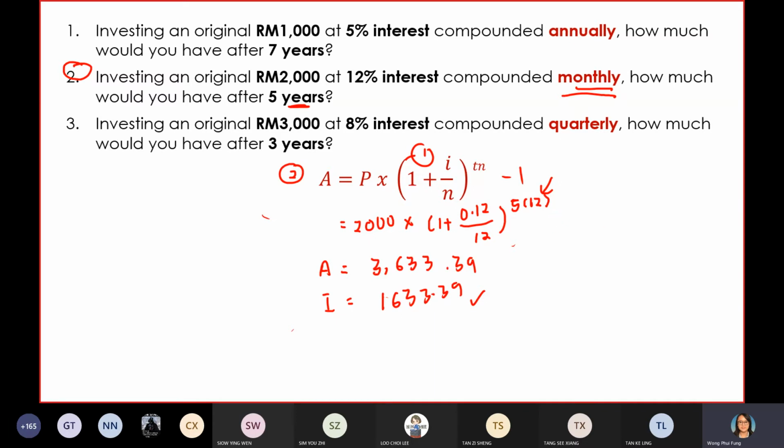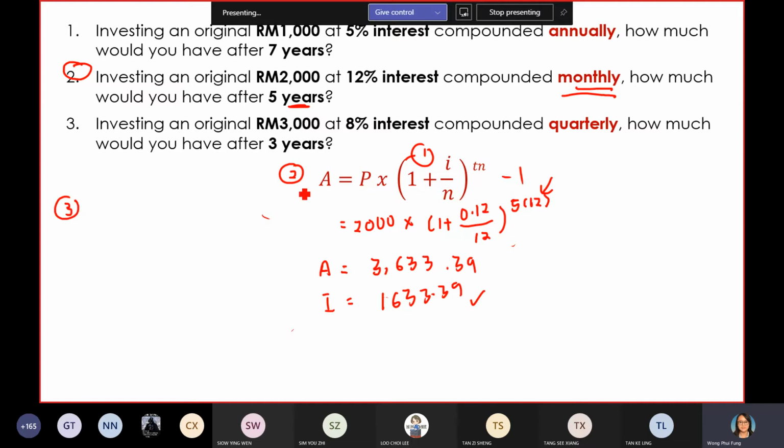Okay, now try number 3. 3,000, 8% interest, compound quarterly. How much would you have after 3 years? Okay, you can try question number 3. Anyone?